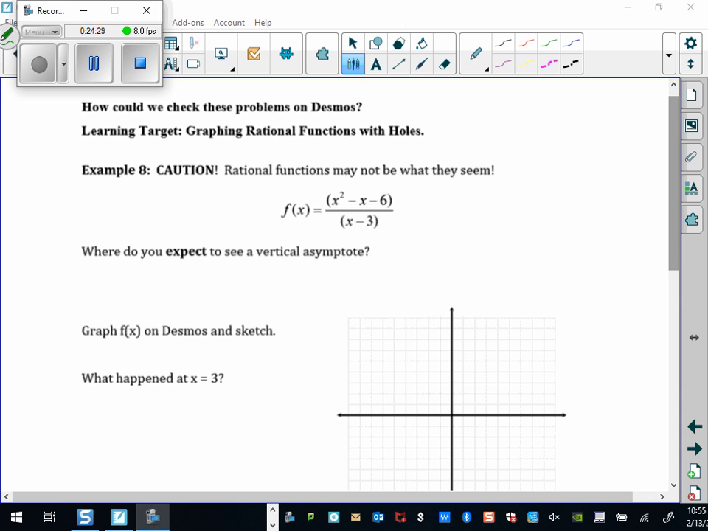Okay, so sometimes with rational functions, there's what's called holes. Holes is the easy word, the non-math word. Sometimes we call them removable discontinuity. Now you know why we call them holes, right? Removable discontinuity. Think of what a hole looks like. It's like a circle, like this, right? That's what a hole in a graph looks like here. Okay, so watch what happens.